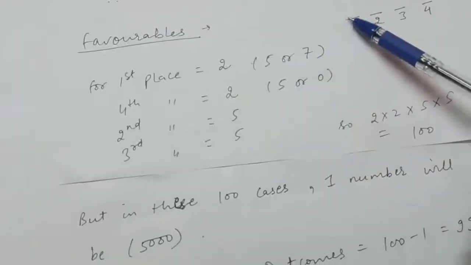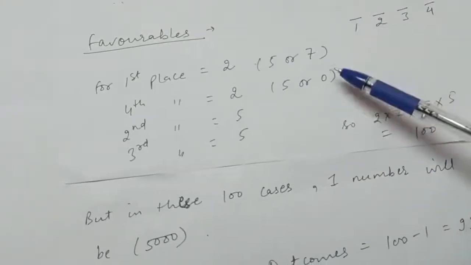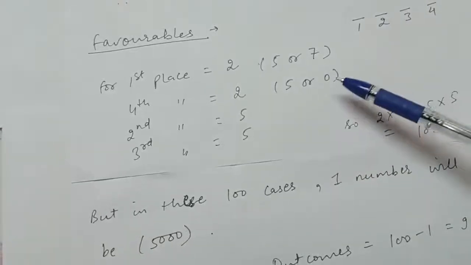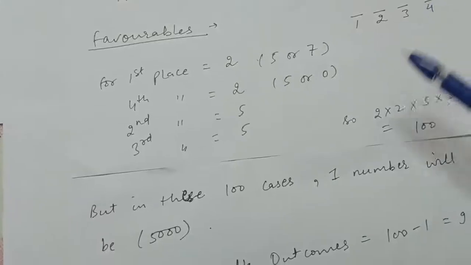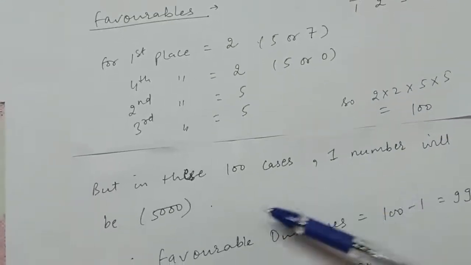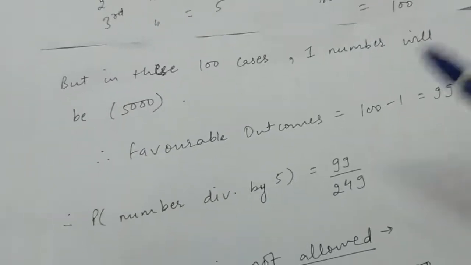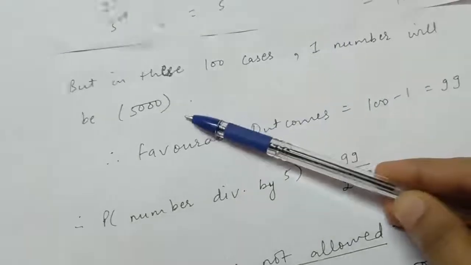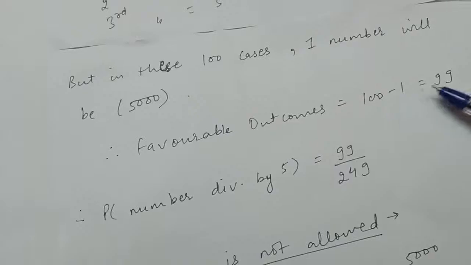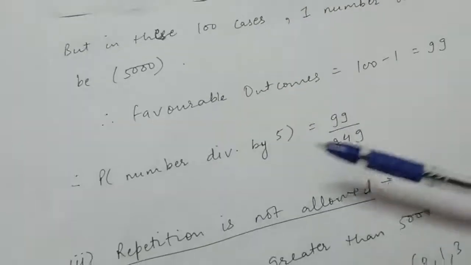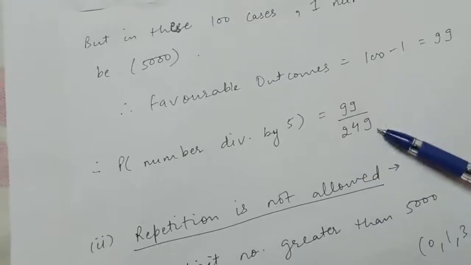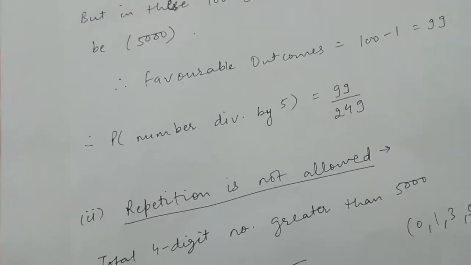Suppose I select 5 for the first place and then 0 for the second place, 0 for the third place and 0 for the fourth place. So out of these 100 cases, one number will be 5000, which is not greater than 5000. Therefore from favorable outcomes also, 100 minus the one case which will give the number 5000. So 100 minus 1, 99. Therefore probability of number divisible by 5 will be favorable upon total, that is 99 upon 249.